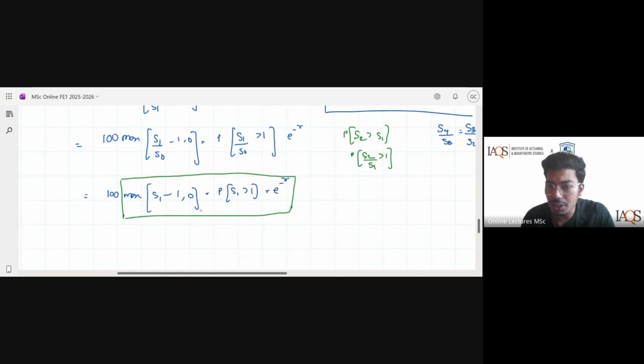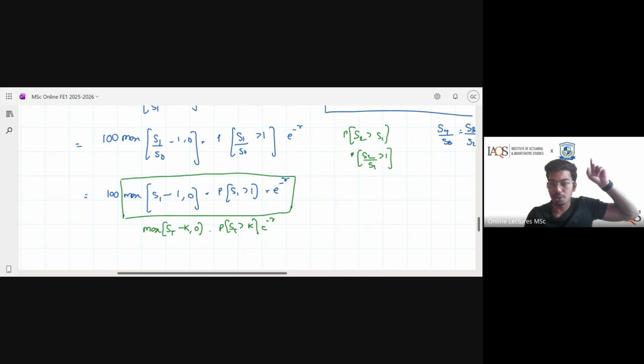Cool. This, can I say, looks something like a plain vanilla call option. Max of ST minus K comma 0 into probability of ST greater than K into e raised to minus r. This is payoff into probability into PV factor of a normal plain vanilla call option. And I know how to solve a plain vanilla call option: S0 into phi d1 minus K into e raised to minus rT phi of d2.